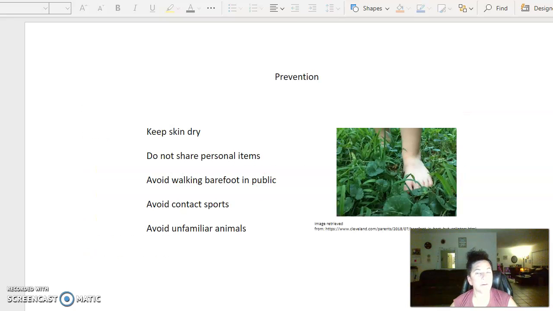So how can we avoid this? Oh my gosh, this is scary. It's in the soil. It comes from animals. It is on fomite objects, inanimate objects. So how can we avoid this? Well, one is to keep our skin dry. As I mentioned earlier, the fungus likes moisture and high temperature. So keep our skin dry, don't share personal items, avoid walking barefoot in public, avoid contact sports like wrestling, as I mentioned, and avoid unfamiliar animals.